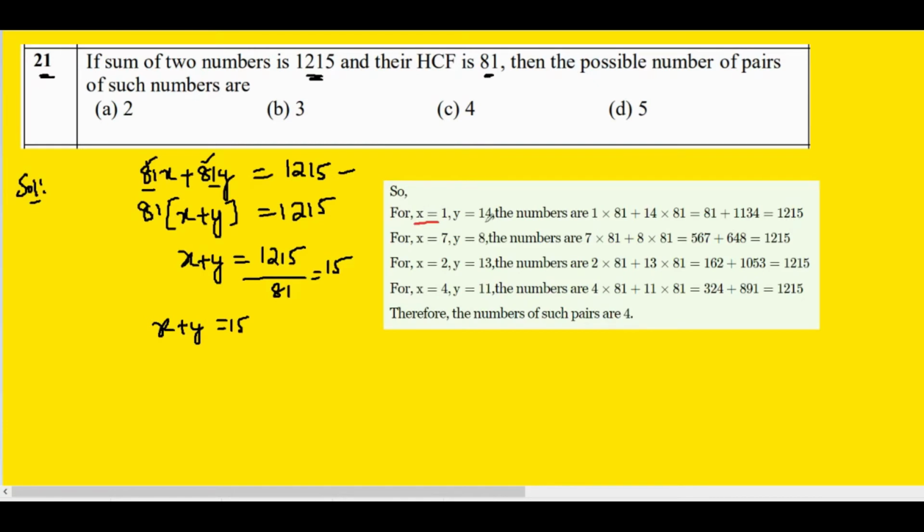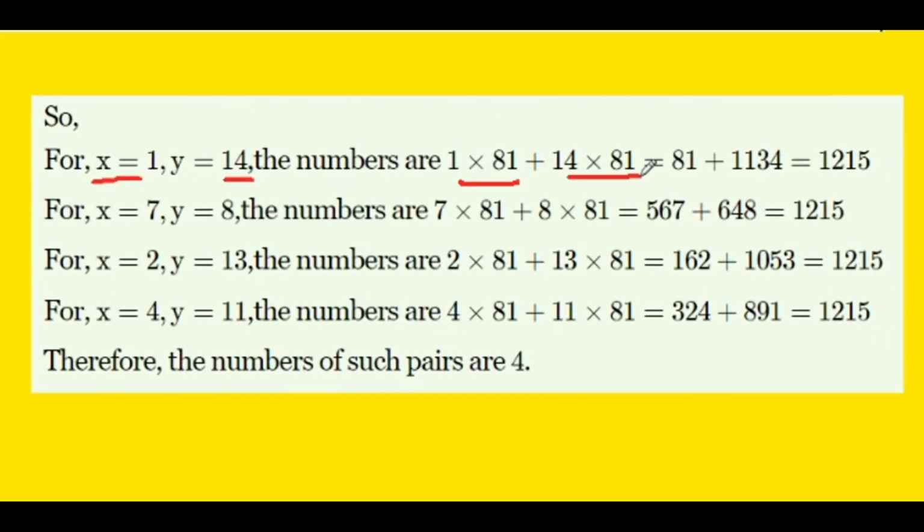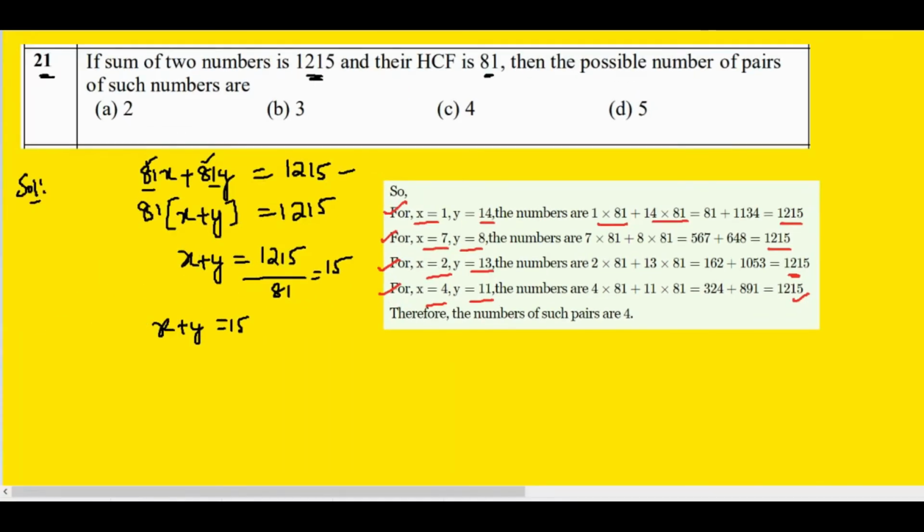For x is equal to 1 and y is equal to 14, the sum of the numbers is 1215. For x is equal to 7 and y is equal to 8, the sum will be 1215. For x is equal to 2 and y is equal to 13, the sum of the two numbers will be equal to 1215, and x is equal to 4, y is equal to 11, the sum of the two numbers will be 1215. Therefore, the number of such pairs will be 4: 1 and 14, 7 and 8, 2 and 13, and 4 and 11. If you take another pair, it will not satisfy the condition. So correct option for 21st question is C.